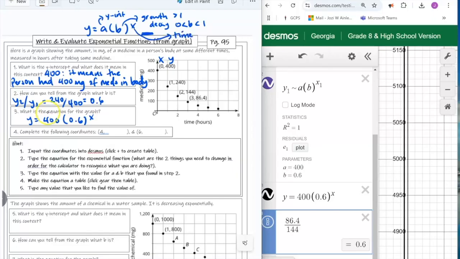Okay, so we're writing the same exact equation over and over again, just different ways to represent the question. So my start, my y-intercept, my start is a, so that's 400. And how is it now? Is this growth or decay?